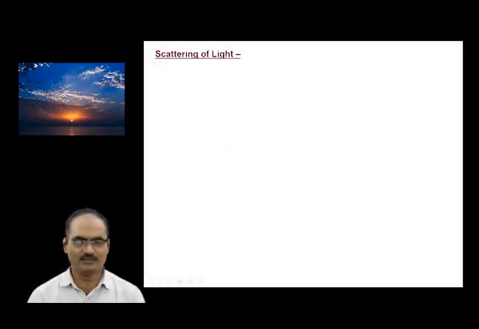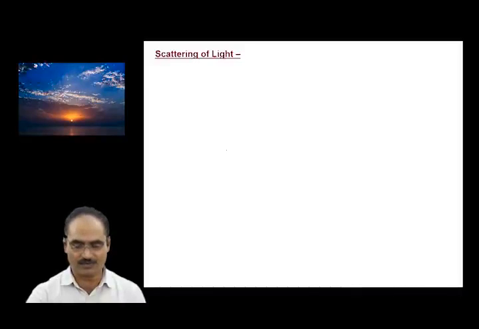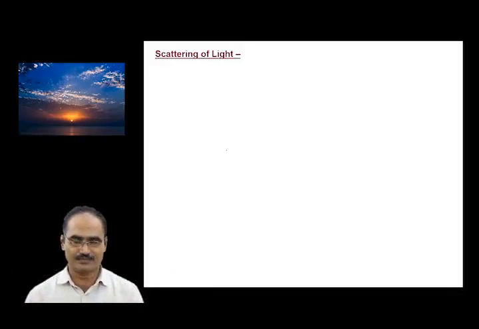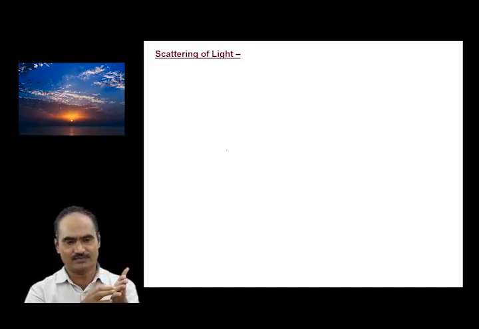Now after this, we'll pass on to another phenomenon called scattering of light. Scattering means, in a simple way, that the light will move in different directions, all possible directions. When light is incident on a surface, it will scatter in all directions, right? For example, when light falls on this surface, the light will be scattered. Scattered in the sense that after incidence, it will go in different directions, based on the surface.